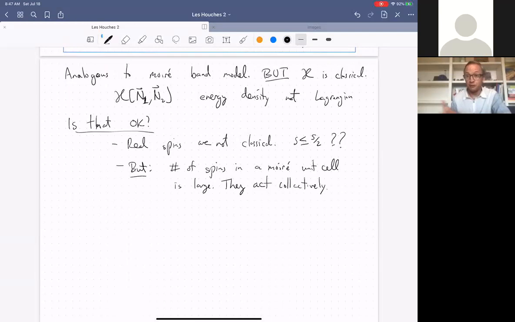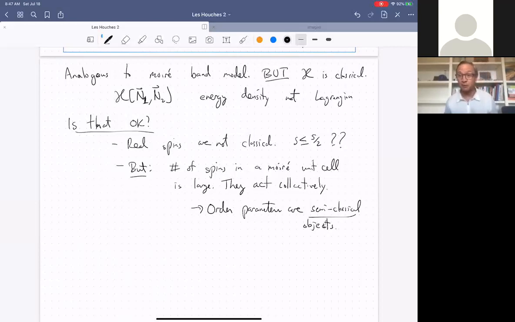Because of strong correlations within the 2D layers, the order parameter and hence the spins are really semi-classical. They're not fully classical. They do have some dynamics, and we can come back to include that later, but the classical energy density is a good starting point, at least to identify the types of magnetic structures that will result.